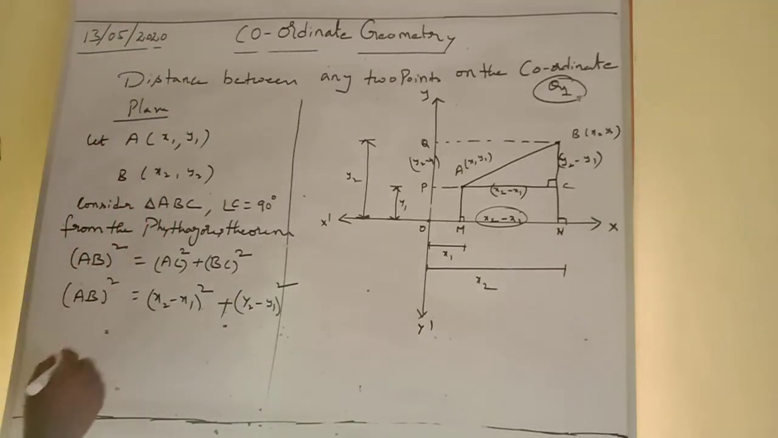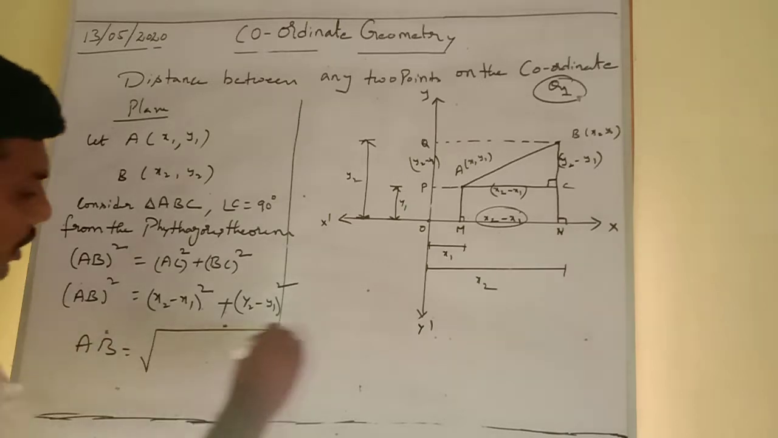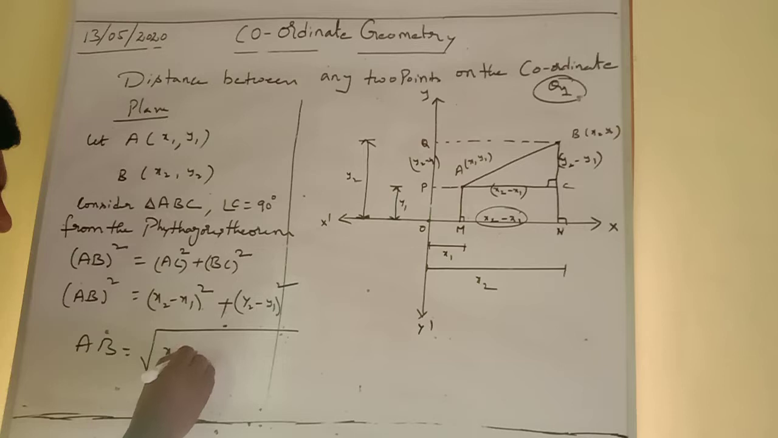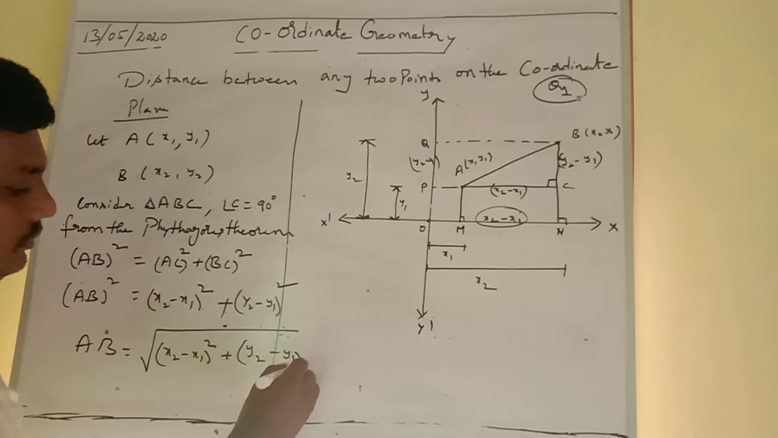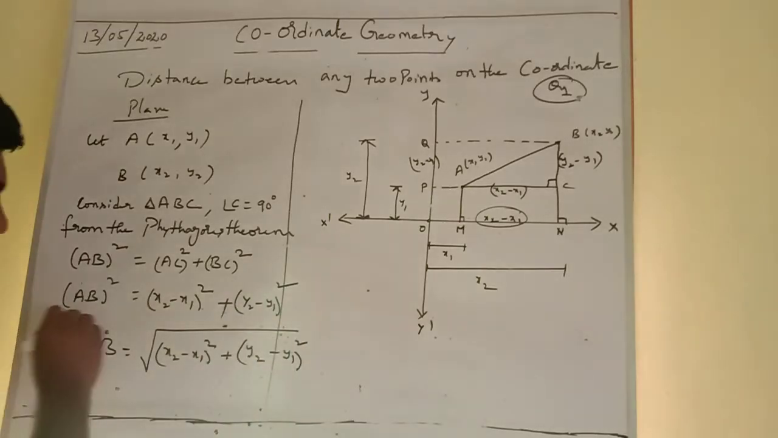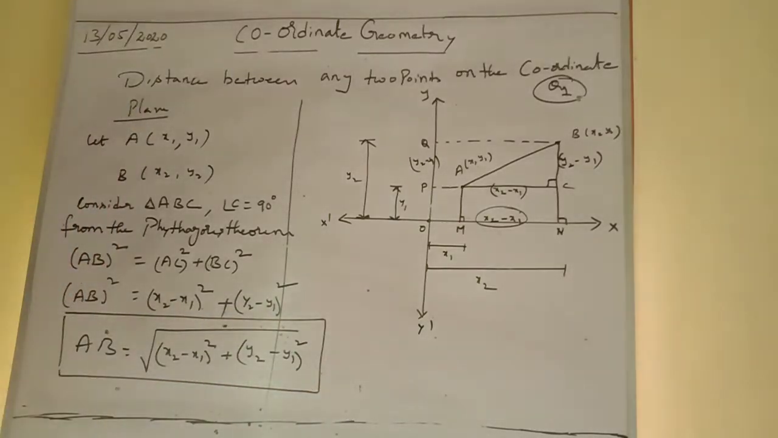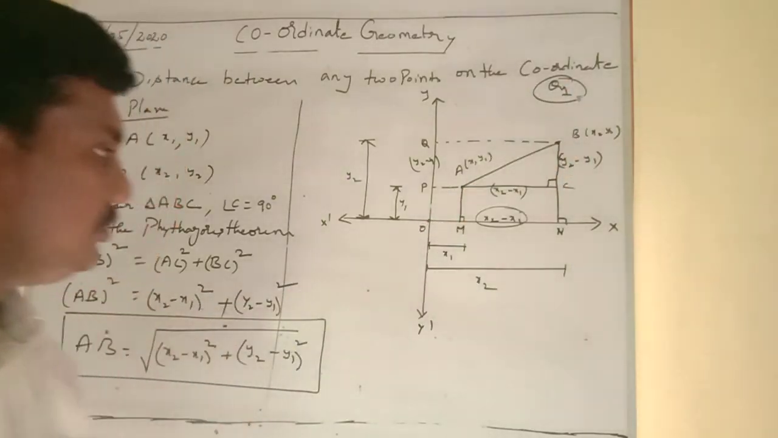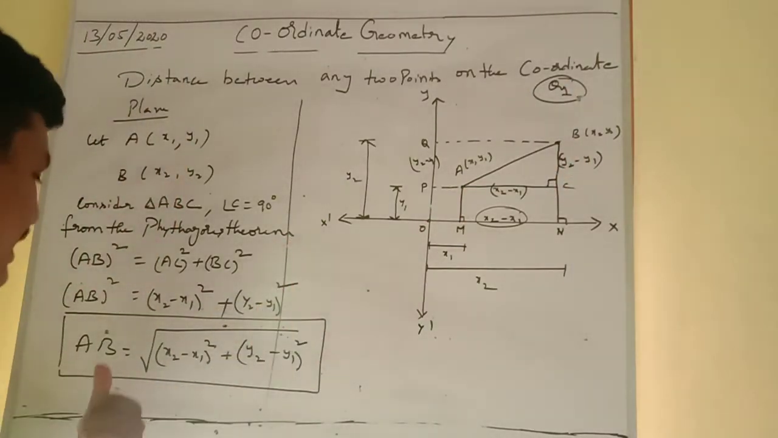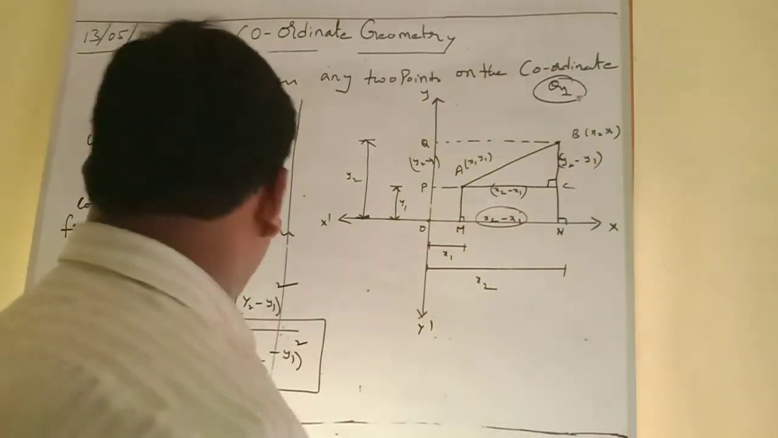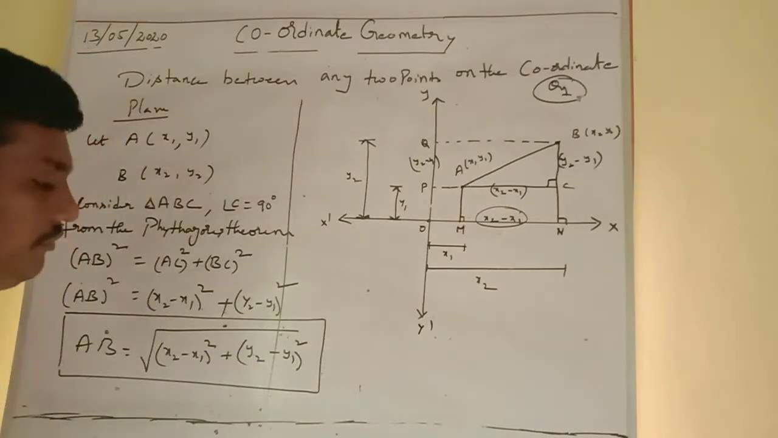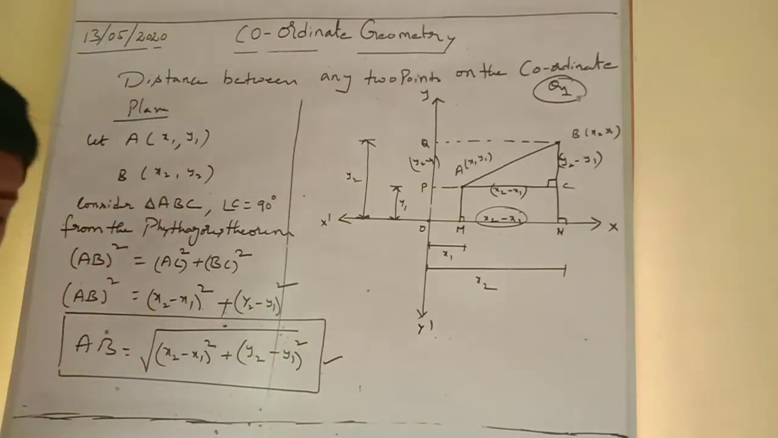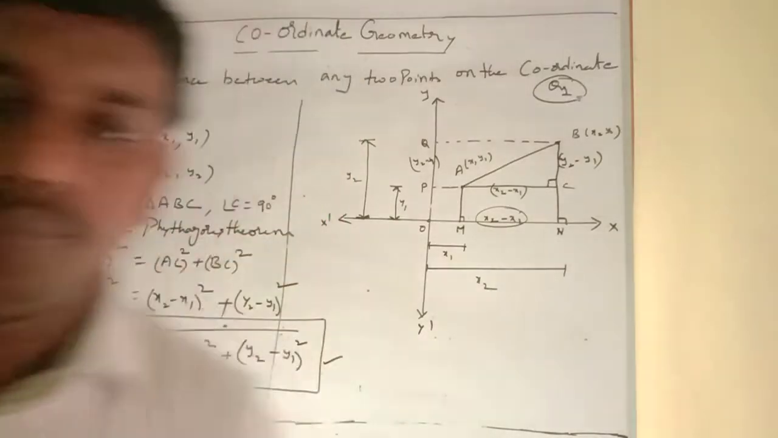By removing the square, we take the square root. Then AB is equal to the square root of x2 minus x1 whole square plus y2 minus y1 whole square. This is called the distance formula. The distance between any 2 points A and B on the coordinate plane is the square root of x2 minus x1 whole square plus y2 minus y1 whole square. Very important formula.